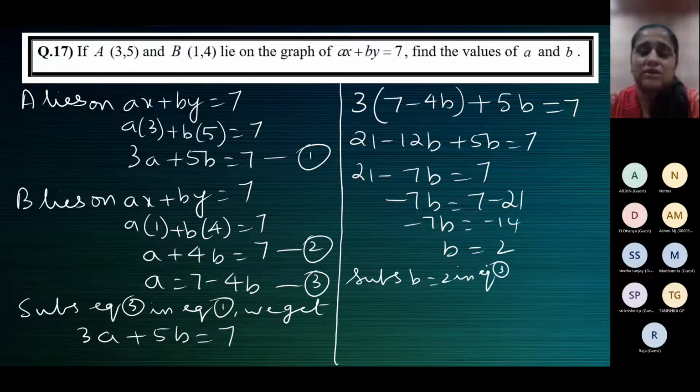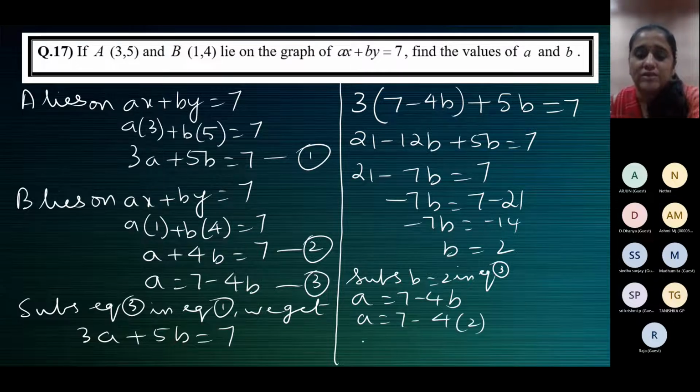You can substitute in 1, 2 also. You will get the same answer. But take 3. That's what we do in the substitution method. You can put it in 1 and 2, but if you use 3, you can get it straight away. So see here, what is 3? A is equal to 7 minus 4b. So A is equal to 7 minus 4 into 2. A is equal to 7 minus 8. A is equal to minus 1.